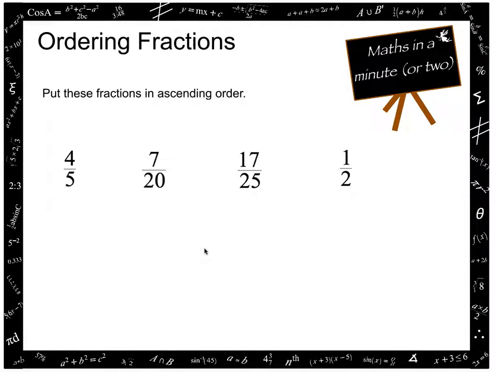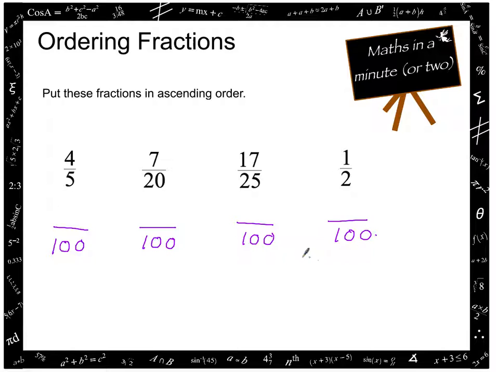Now that's quite difficult to do while they're all different, so the best thing to do would be to make them all the same, and the best number to make them all the same as is 100. So if we can turn them into equivalent fractions which have 100 as a denominator, we can then immediately see which are the smallest and which are the biggest.